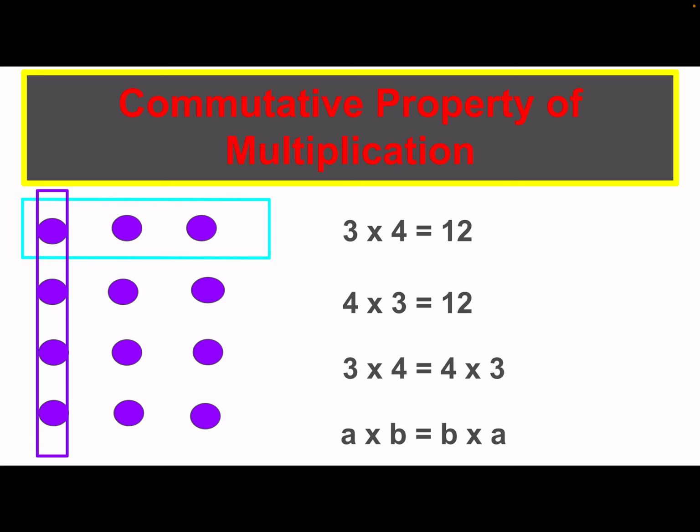So the commutative property of multiplication says that when we multiply variable A with B, it would be equal to B times A.